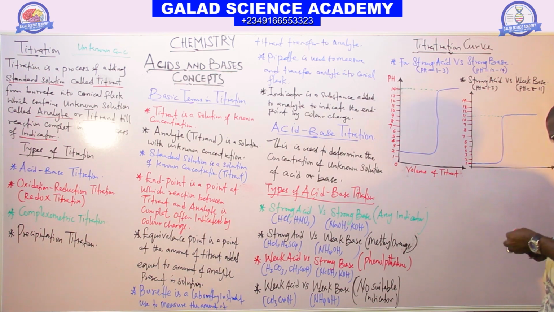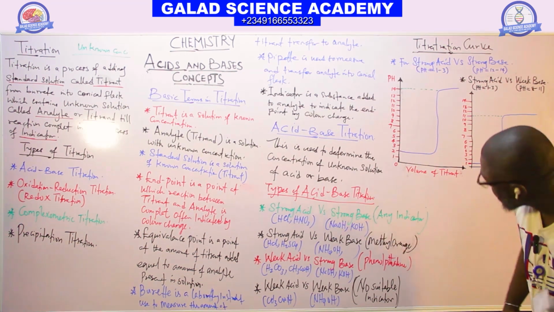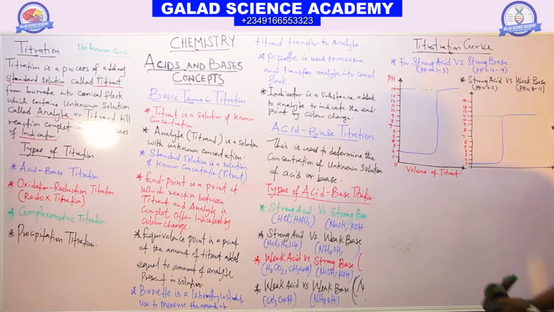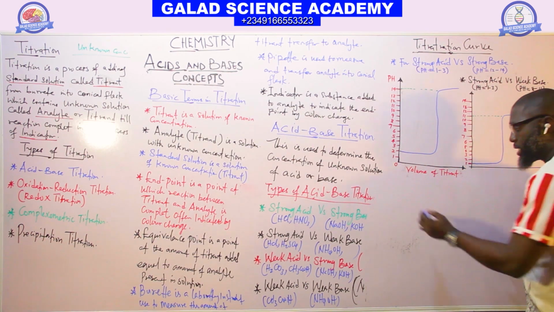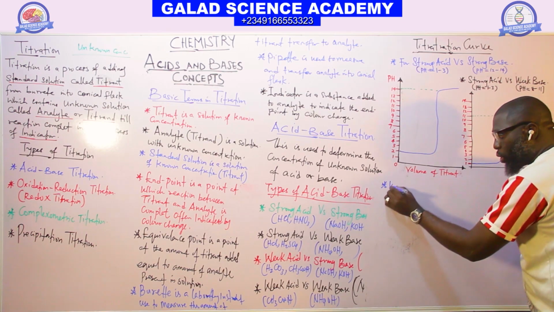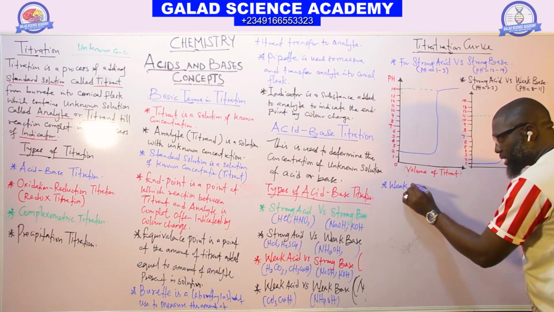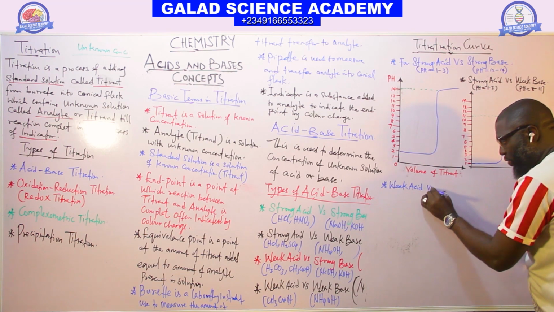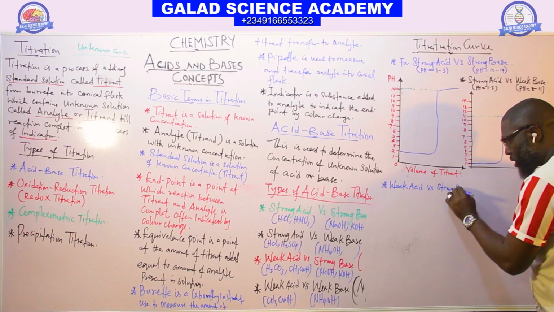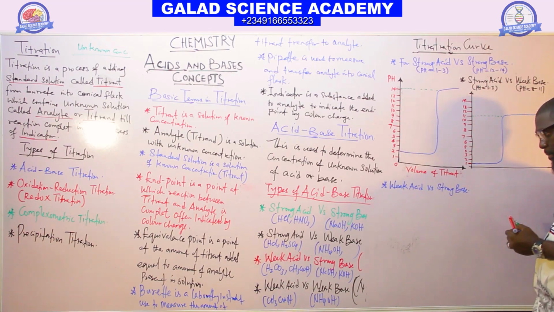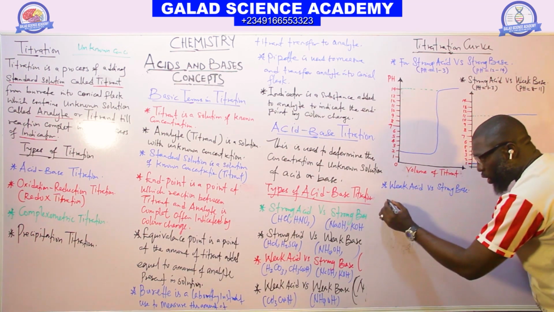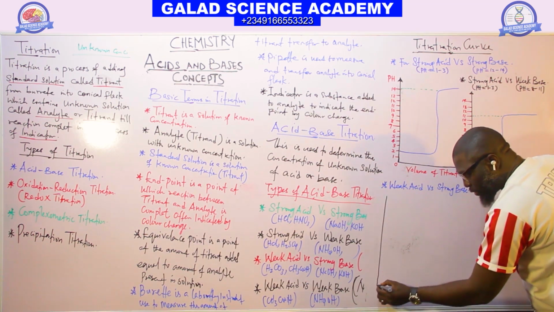And the next one is the next one is weak versus what? Strong base. For weak acid versus strong base, what is the curve? You have your curve in this form.